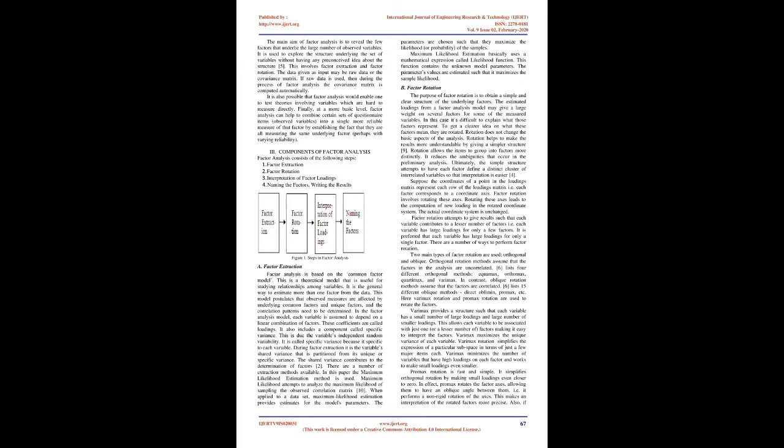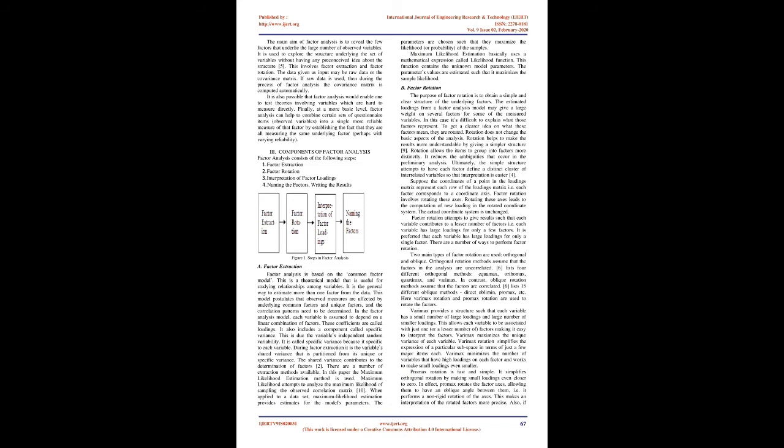B. Factor rotation. The purpose of factor rotation is to obtain a simple and clear structure of the underlying factors. The estimated loadings from a factor analysis model may give a large weight on several factors for some of the measured variables. In this case, it's difficult to explain what those factors represent. To get a clearer idea of what these factors mean, they are rotated. Rotation does not change the basic aspects of the analysis. Rotation helps to make the results more understandable by giving a simpler structure. Rotation allows the items to group into factors more distinctly. It reduces the ambiguities that occur in the preliminary analysis.